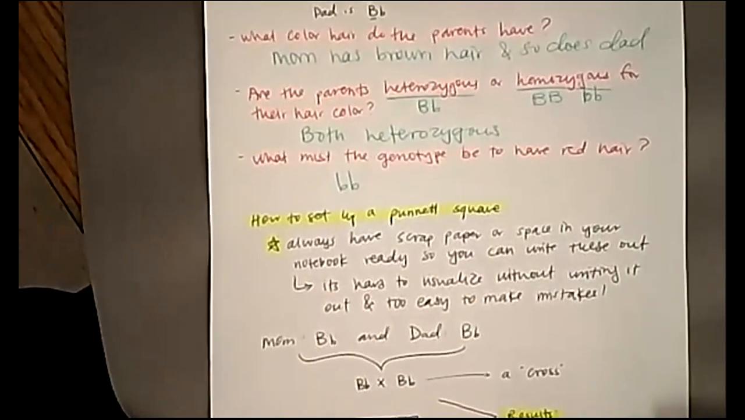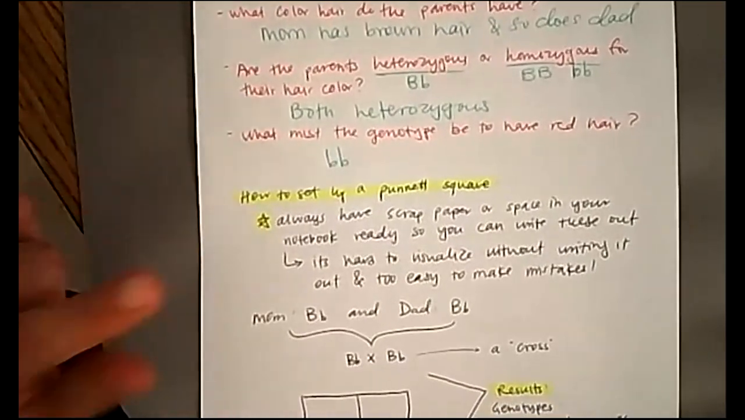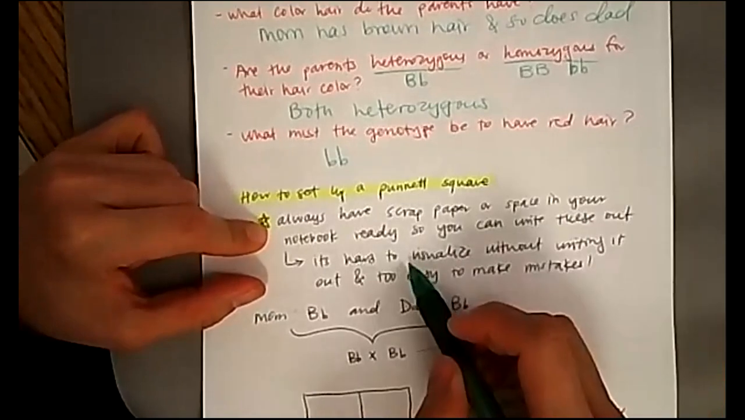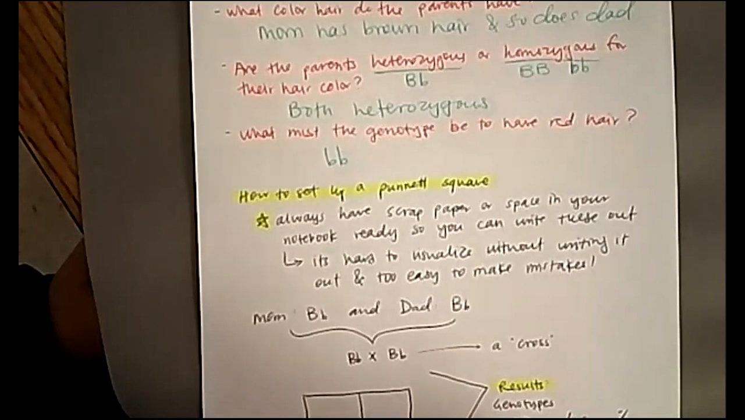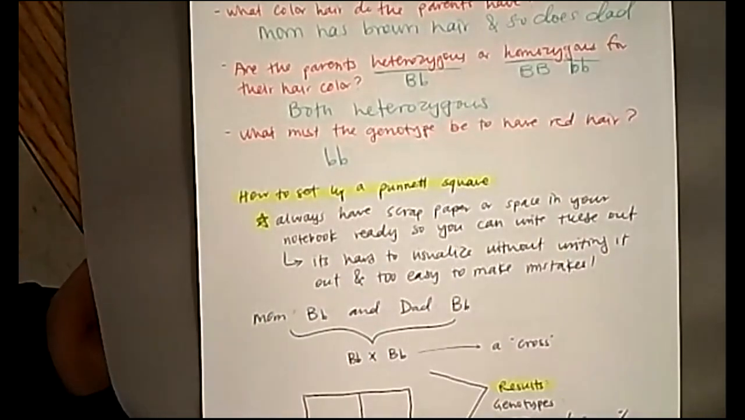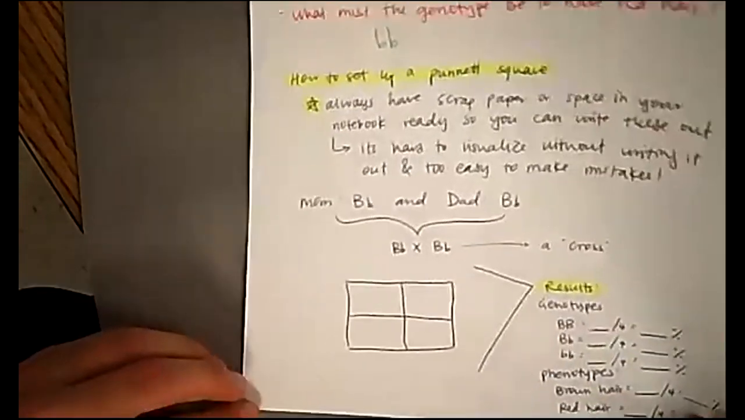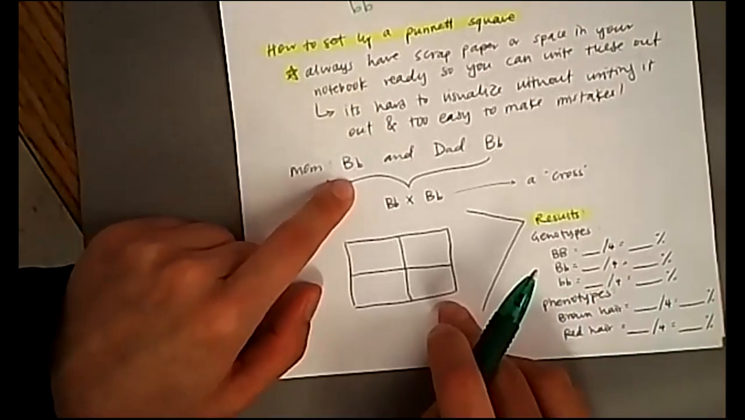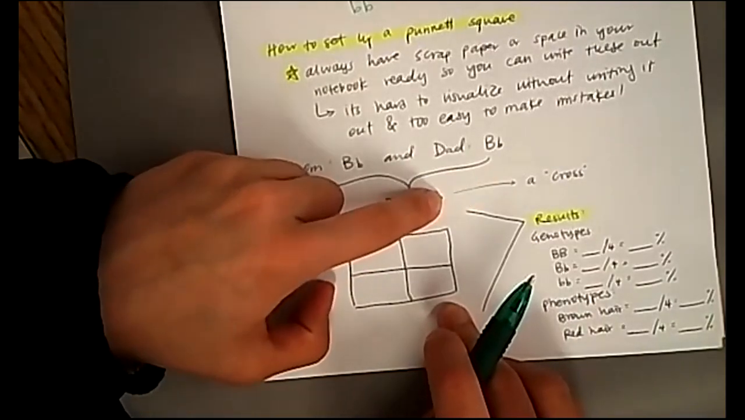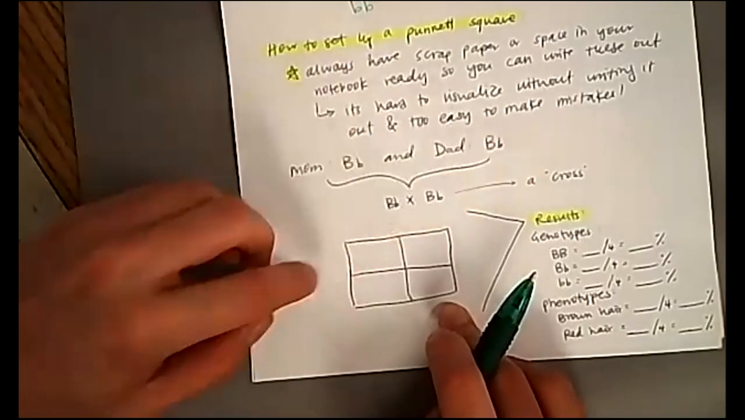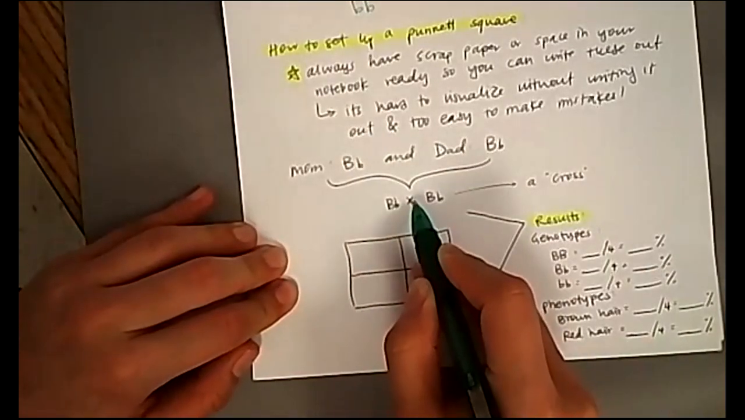Okay, so now we're going to set up a Punnett square. It's always useful to have scrap paper or space in your notebook ready so you can write these out. If you try to do these in your head, you're going to mess up. Even experienced scientists make mistakes, and it's too easy to mess these up, and it's too easy to do these right. So there's no reason for you to not draw them out and then get them wrong because you chose to be lazy, okay? So you know that the mom is capital B, little b, and the dad is capital B, little b. So we're going to do a cross between capital B, little b, and capital B, little b, or a heterozygous cross.